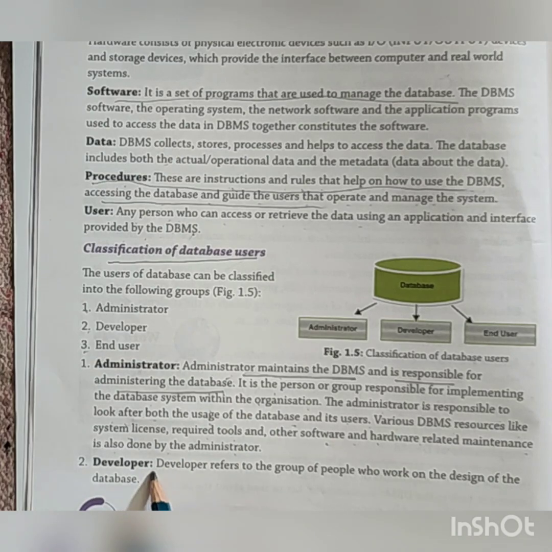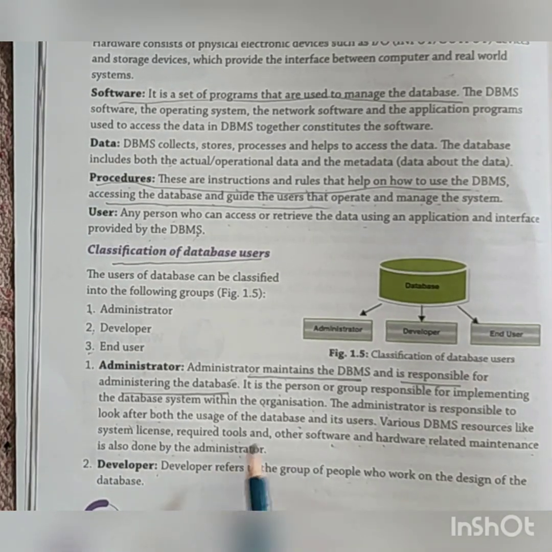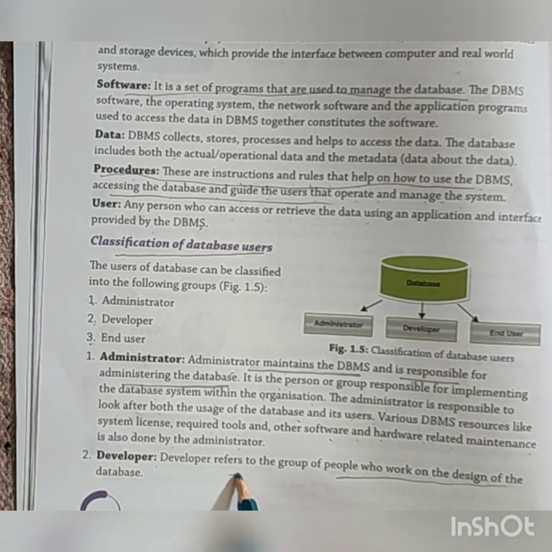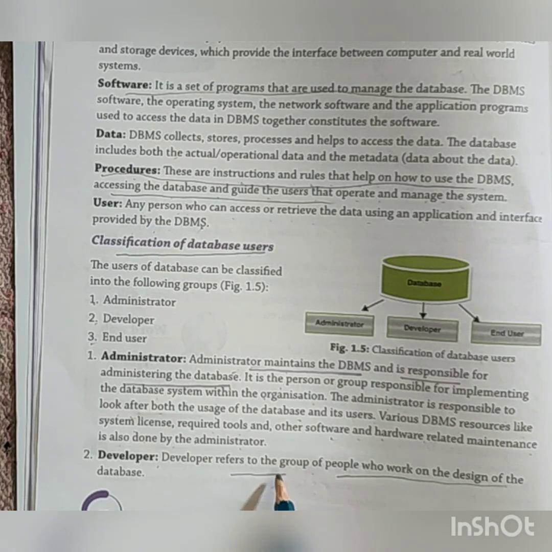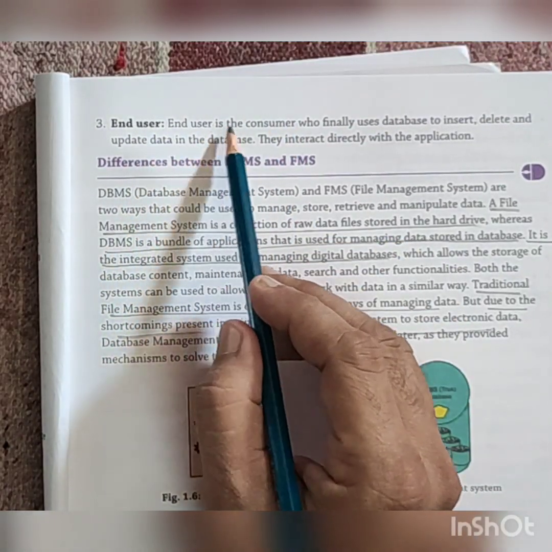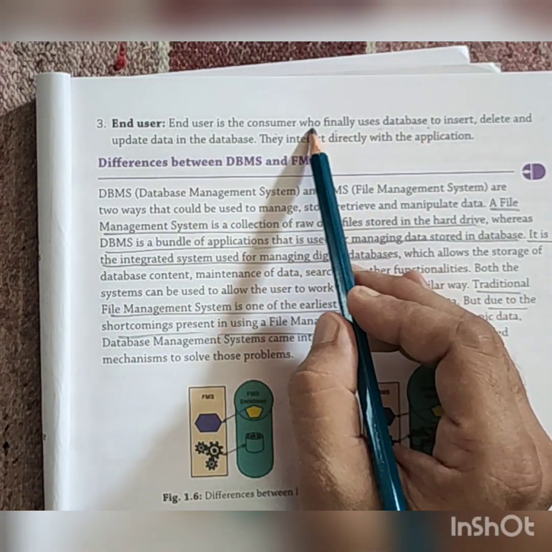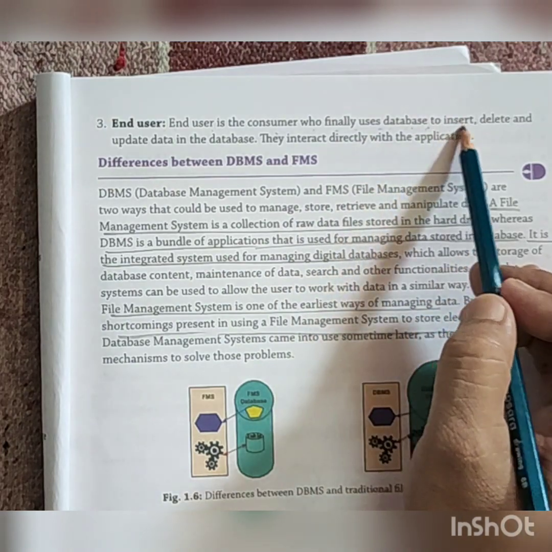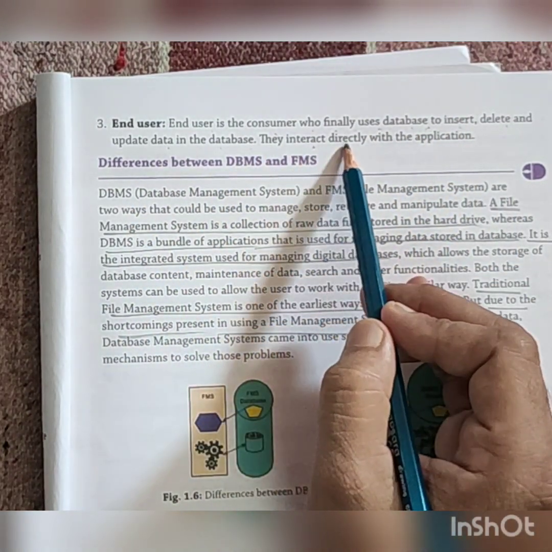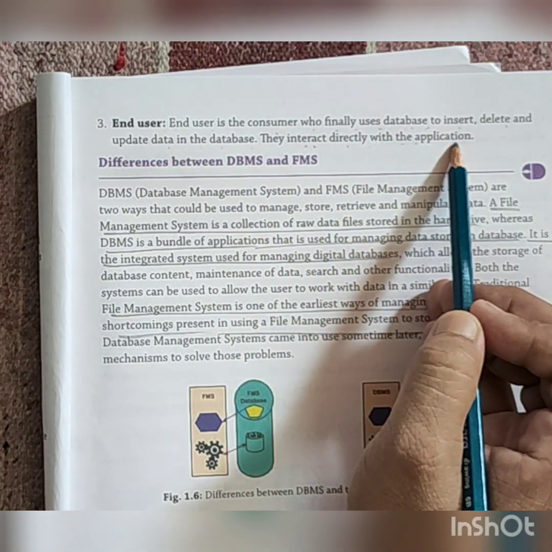Now next is what is a developer. Developers refer to the group of people who work to design the database. So they are working as a designer of the database. And third is end user. End user is the customer who finally uses the database. Means we finally use the database to insert, delete and update the data in a database. They interact directly with the application. Means we, the end users.